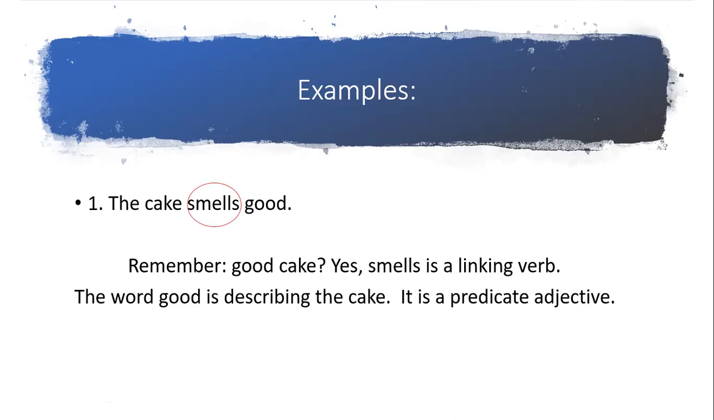So, reviewing once again, smells is the verb. We already know that this is a linking verb because the word good, the adjective good, is linked to the subject. Wow, we got it. Did we get it? Okay, let's see. Let's move on. Oh, there it is, the subject. We already said that. Let's just continue.